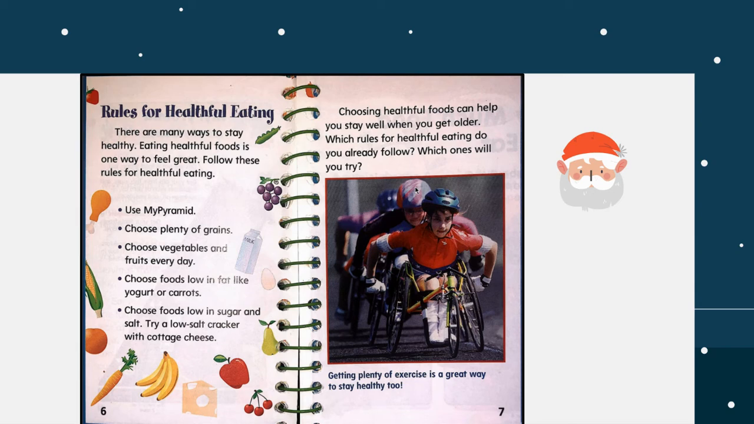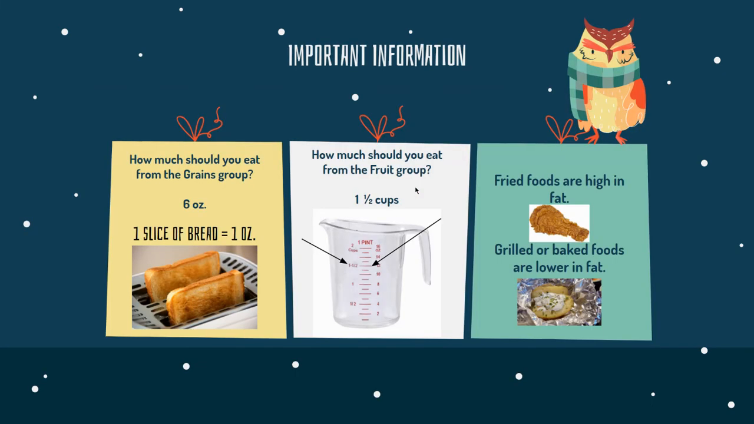But the thing is that you can eat healthy. You can choose to eat healthy foods. You can choose to exercise, to eat your vegetables, to eat your fruits, right? And eating healthy is going to keep your body healthy and it's going to keep you happy. And you'll see that. You'll see the changes. So here's some very important information.